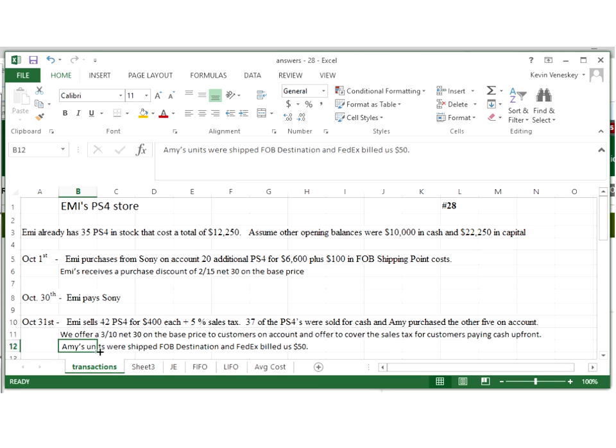And then finally, Amy's units were shipped FOB destination, and FedEx billed us the $50 fee. So let's quickly think about the shipping. It's free on board to my buyer, and it's free to them all the way until it gets to the destination. So therefore, it is free to them. That $50 will be on me as the owner of the store.